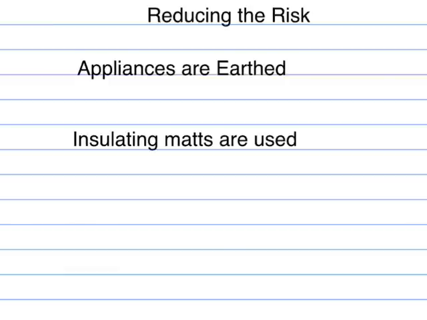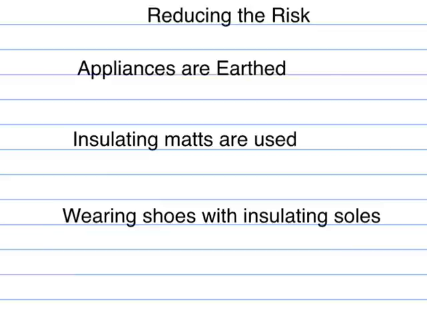You can also use insulating mats, which can stop things from becoming charged in the first place. Things like anti-static sprays, liquids and cloths can reduce problems with static electricity, and that prevents the build-up of charge, and therefore there won't be any discharge. And for yourself, wearing shoes with insulating soles will mean that you're not building up electric charge on yourself.